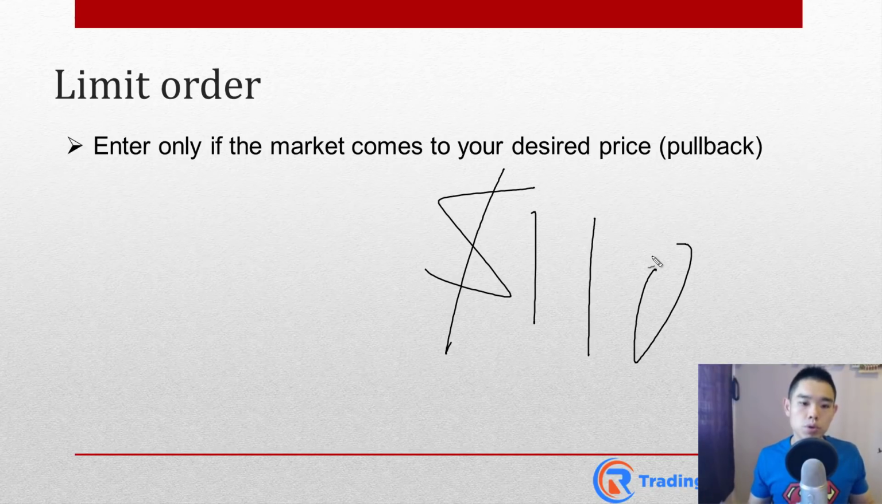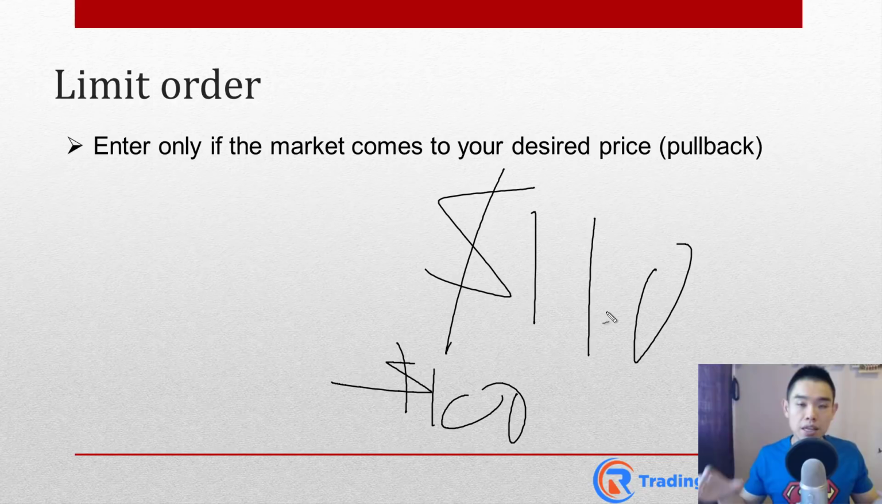So instead, what you could do is place a buy limit order at $100. So what happens is that if the price of Apple declines to $100, then that buy limit order will get you filled, to buy Apple shares at $100. So this is what we mean by a limit order. You only enter the trade if the market comes to your desired price level.